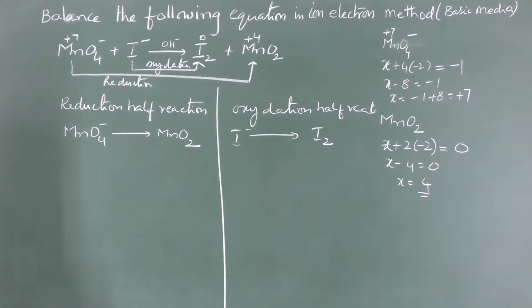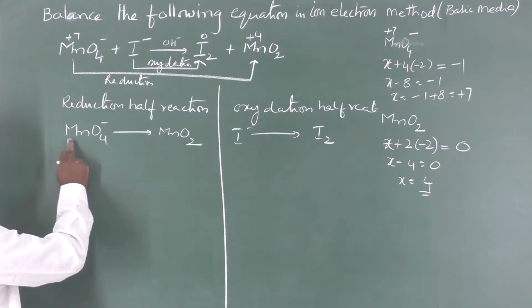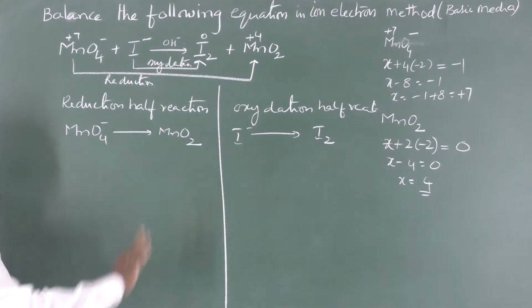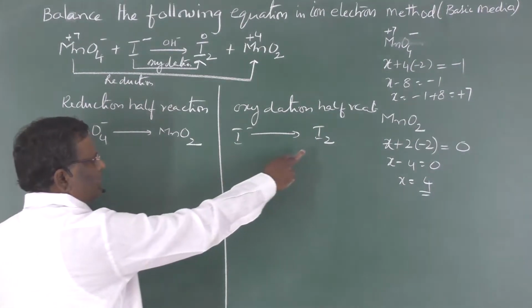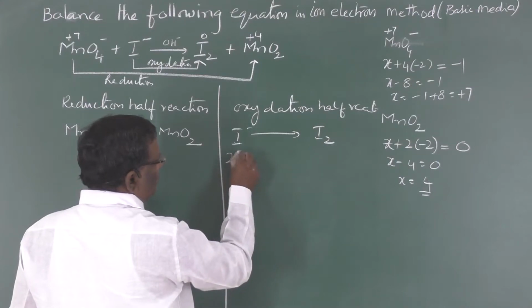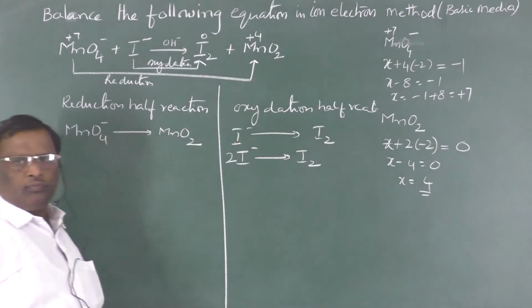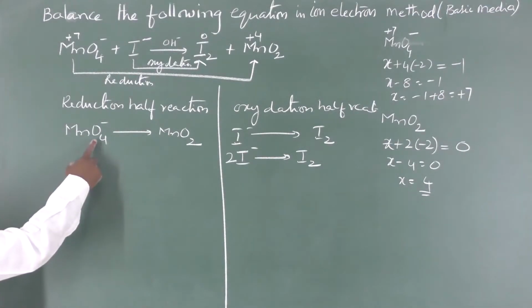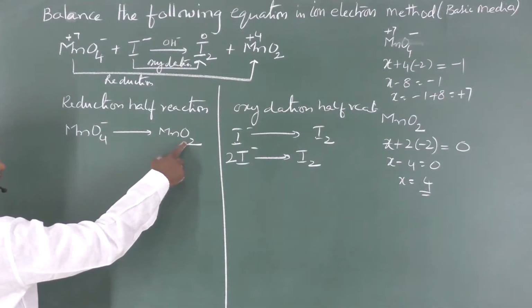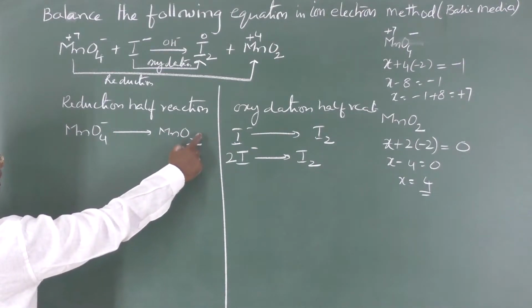While balancing the half reaction, first we have to balance elements other than oxygen and hydrogen. So on this side there is no need, because here 1 Mn and 1 Mn, so you need not balance it. But in the other half reaction you have two iodines, but only one iodide ion. So 2 iodide gives I2. Now balancing of oxygens. This side we have 4 oxygens, but this side we have only 2 oxygens. So these oxygens can be balanced by adding H2O molecules to this side.